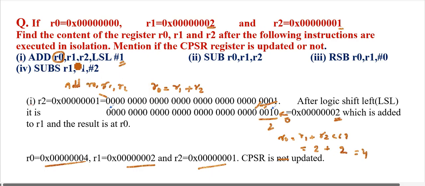So what is the meaning of this? In R0, R1, R2, R1 and R2 are the source operands. R1 is taken directly, and R2 is logically shifted by 1. Logical shift by 1 means multiplied by 2. After multiplying by 2, it will be added with R1 and the answer will be stored in R0. The next instruction is sub R1, R0, R1, R2. The destination is R0, and the source operands are R1 and R2. So normal subtraction R1 minus R2 will take place. Reverse subtraction means R2 minus R1 will take place. So R1 minus R2 answer will be stored in R0.